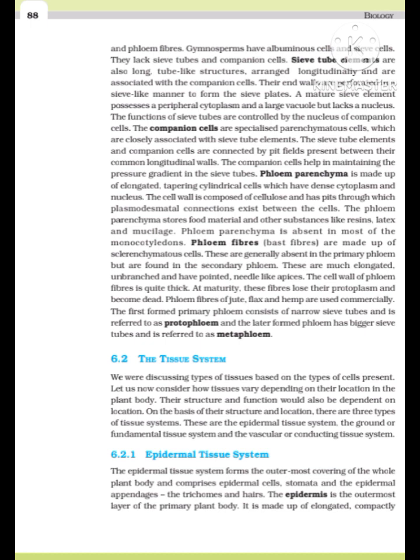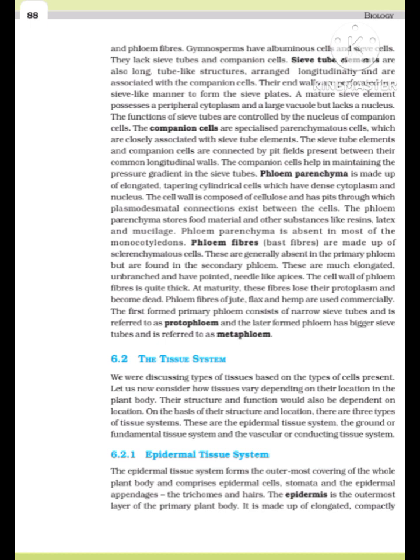The cell wall of phloem fibers is quite thick. At maturity, these fibers lose their protoplasm and become dead. Phloem fibers of jute, flax, and hemp are used commercially. The first formed primary phloem consists of narrow sieve tubes and is referred to as protophloem, and the later formed phloem has bigger sieve tubes and is referred to as metaphloem.